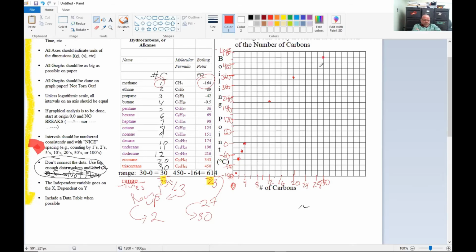Now notice it says don't connect the dots. Now I scribbled out X, Y labels. In other words, I don't want you writing 12, 216. If you do it, good for you. I'm not going to require it this year. I'm now going to show you how to do that on Microsoft Excel.